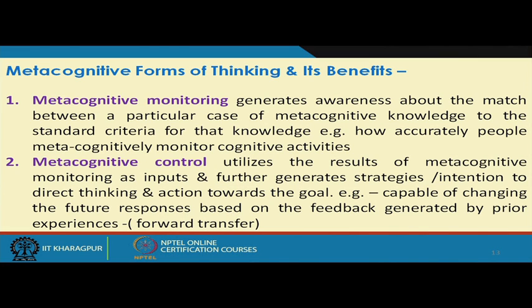So, in this process, metacognitive monitoring is the initial stage and metacognitive control is the later stage of being more successful towards goal attainment. As a result, we gain some experience from our reflective thinking and the feedback we receive from our own thought processes, which helps us in forward transfer, in applying those things in future learning behavior.